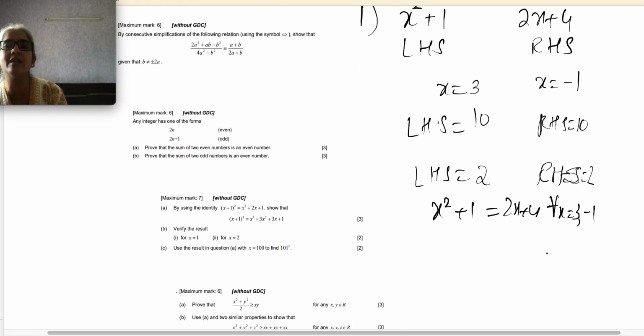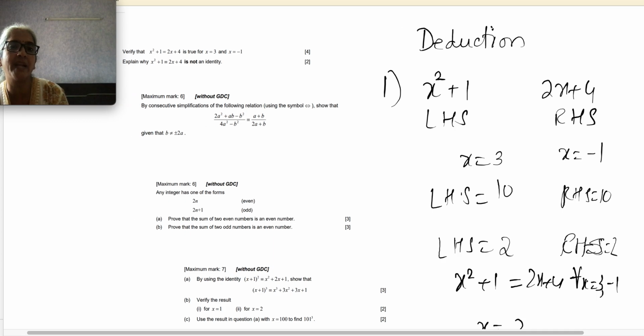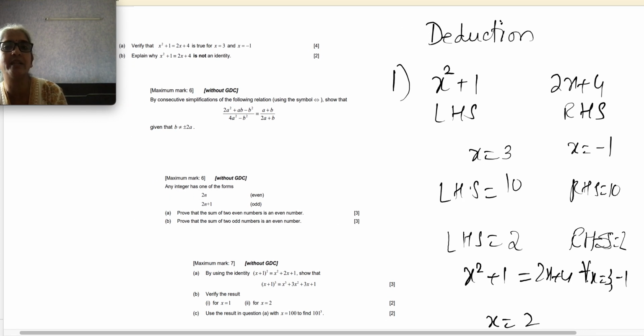So let's substitute any other value, for example x equal to 2, and now let's see what LHS is. So 2 square plus 1 is 5, and RHS 2 times 2 is 4, 4 plus 4 is 8, and LHS is not equal to RHS. So even one example, if it contradicts with the rule, then it's not an identity. So that's my explanation, that I use any one value which contradicts that result of LHS equal to RHS, and that's enough for me to say it's not an identity.